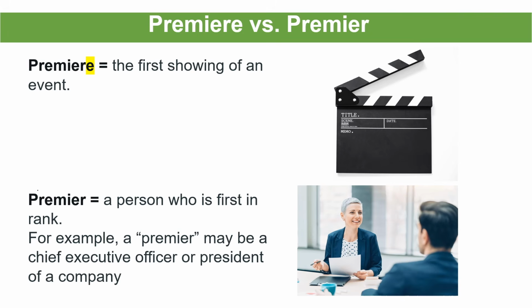Premier, used as an adjective, is to describe the best something. So premier means here premium, like really expensive, excellent. And neither of these words end on an E, right? It is less common, the second one, and the term describes a person who is first in their rank. For example, the premier may be the chief executive officer or the president of a company, but it means the main one, the chief guy, right? So remember it like that.